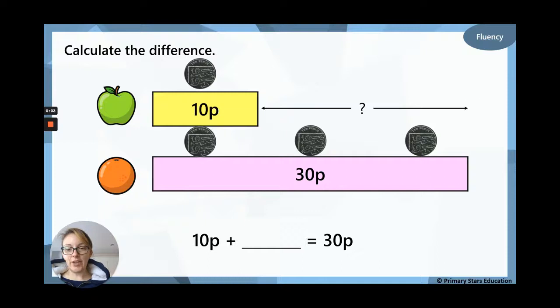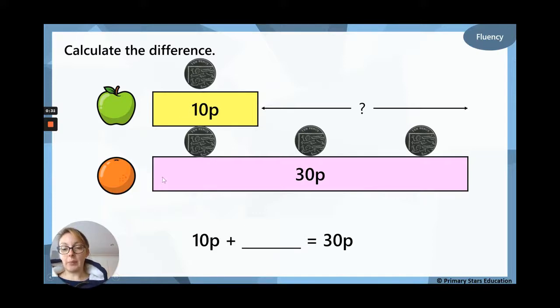Okay, so let's have a look at this problem now. It's asking us to calculate the difference, find the difference between the cost of these two items. So here we have an apple that costs 10p and we have an orange that costs 30p. So the first thing I've done is I've drawn my bar models out. So there's my bar model showing 10p, and you can also see that 10p coin is there as well.